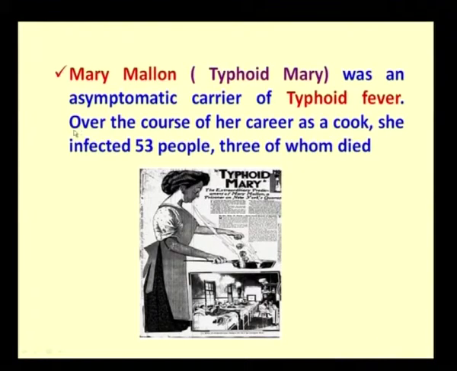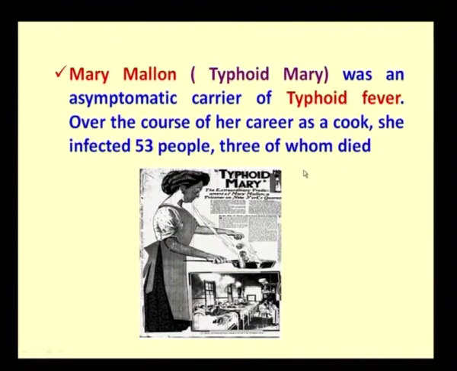Look at this picture of a lady. This is a paper cutting from the previous years. See, Mary Mallon, generally known as Typhoid Mary, was an asymptomatic carrier of typhoid fever. Over the course of her career as a cook, she infected 53 people, 3 of whom died.